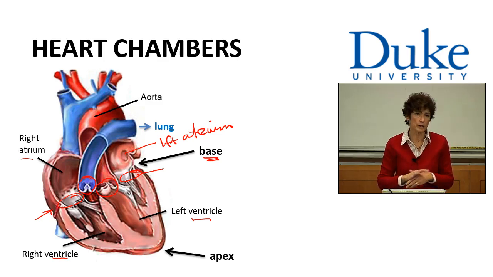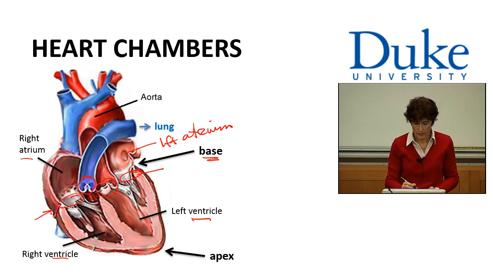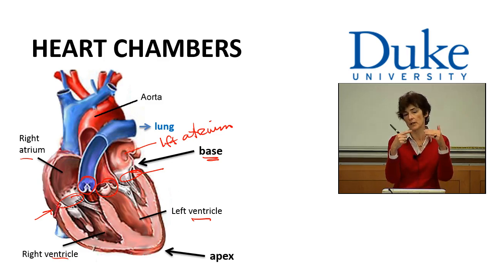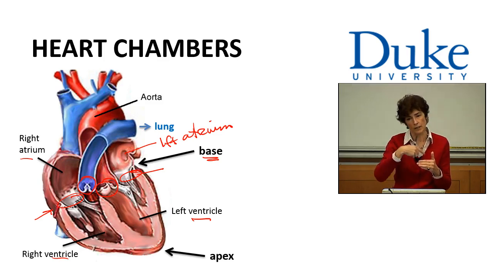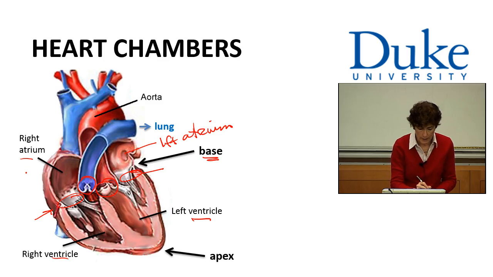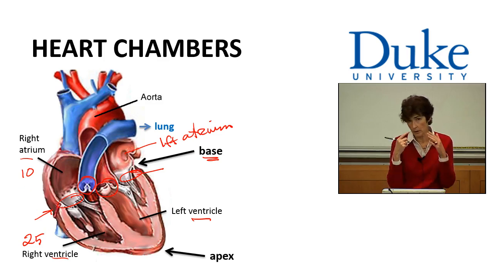The other thing that we should keep in mind is that on the right side, the walls of the heart are fairly thin relative to the left side. This is because on the right side of the heart, we are not generating as high pressures, because the system that's downstream, that is the lung, does not have a high resistance. It's a low pressure system. So the right atrium generates about 10 millimeters of mercury when it's contracting, and the right ventricle about 25 millimeters of mercury when it contracts.